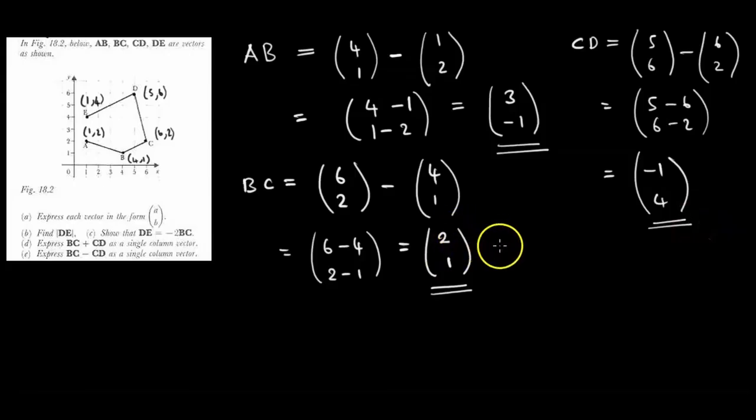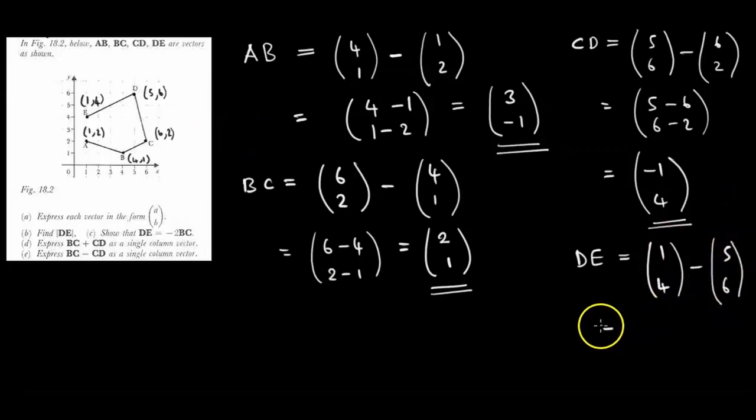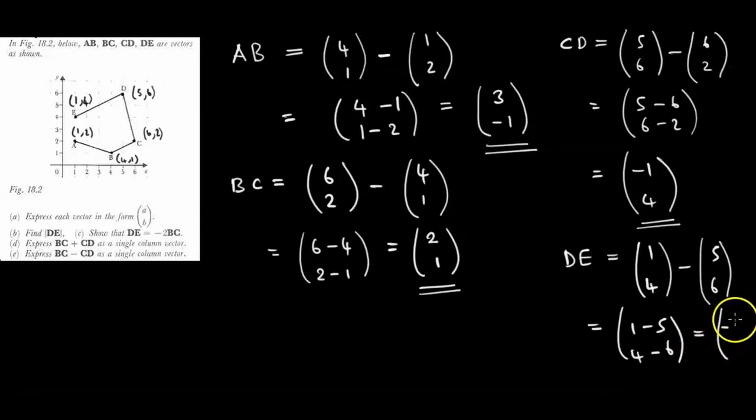Then lastly, we want to find DE. So DE is equal to the coordinates at the end, 1, 4, subtracting the coordinates at the start, 5, 6. So this is equal to (1 minus 5, 4 minus 6), which is what? 1 minus 5 is minus 4 and 4 minus 6 is minus 2. We can simply write it like that, although you could also take the minus outside, giving minus (4, 2). But let us end it there.